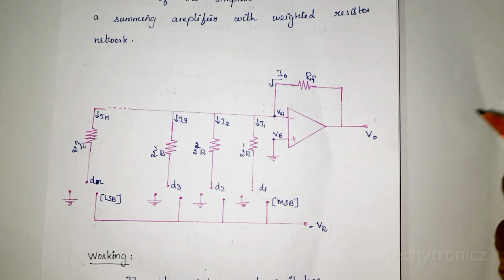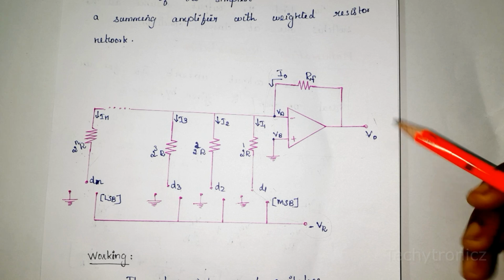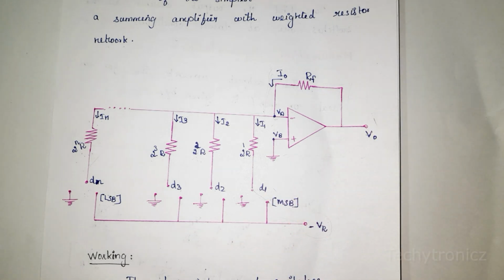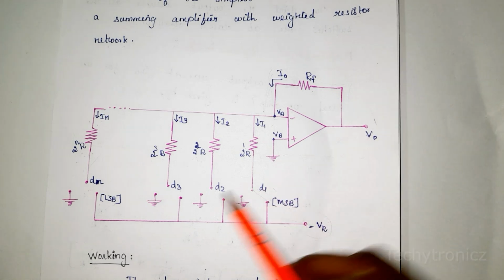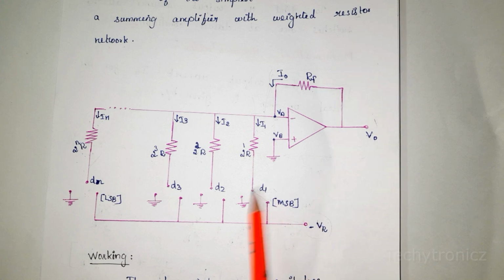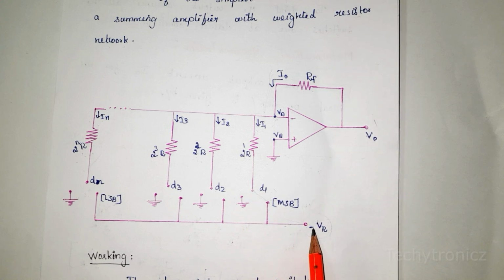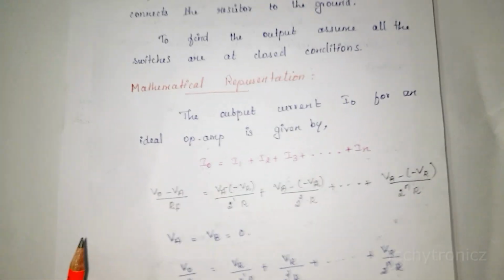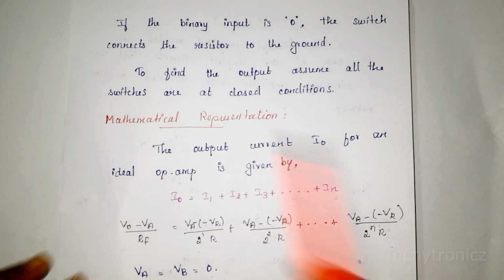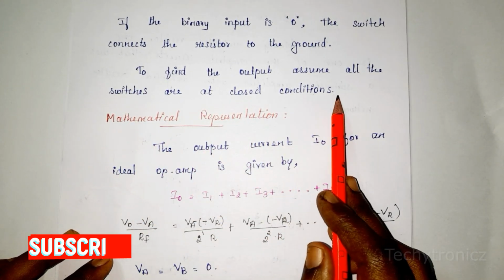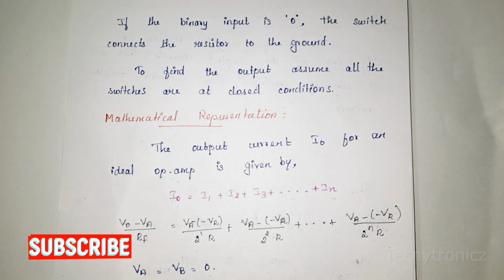To find the output voltage, we assume all the inputs are high. That means all the binary inputs are 1, and all the switches are connected to the reference voltage. For the calculation, we take it like that only. Let's see the output voltage value. To find the output, assume all switches are in the closed condition, that means binary inputs are 1.